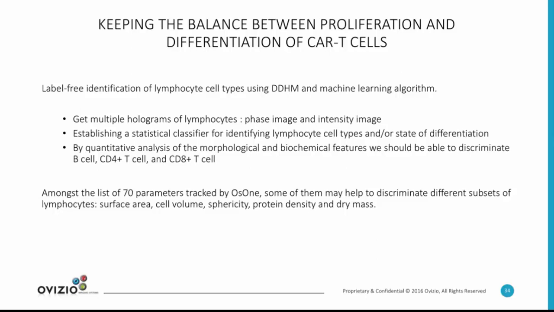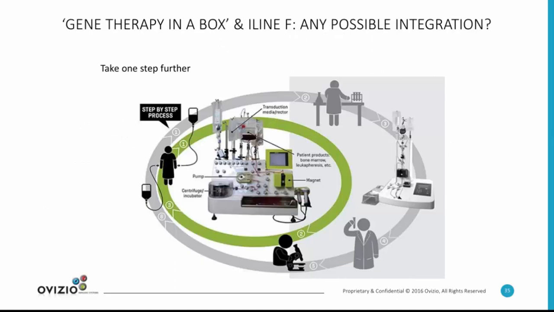So among the list of 70 parameters tracked by the OsOne, some of them may help to discriminate different subsets of the lymphocytes, like the surface area, for example, or the cell volume, sphericity, the protein density, and the dry mass. As well on our product development pipeline is the gene therapy in a box and the ILINE-F. Can we integrate with black box or closed box systems that are on the market? We think it is possible, but some more development is needed.